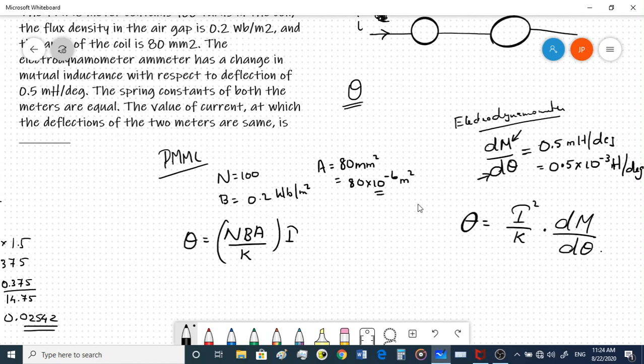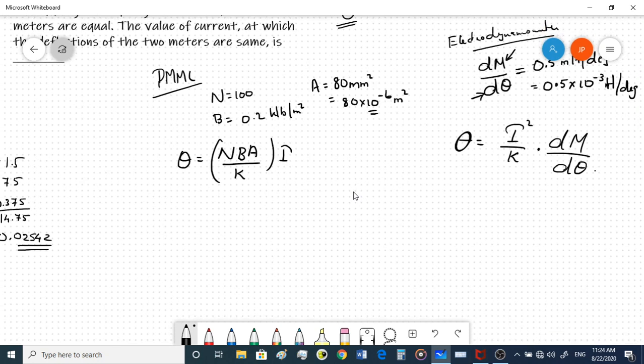Now what are we asked? We are asked to find the value of current at which the deflections of the 2 meters are same. So what we have to do is that we have to equate these two equations, because the deflections are same, means the theta of both these meters should be same. For what value of current? That is the question. So let's equate these two equations. So you'll get theta is equal to NBA I divided by K is equal to I square by K into dM by d theta.